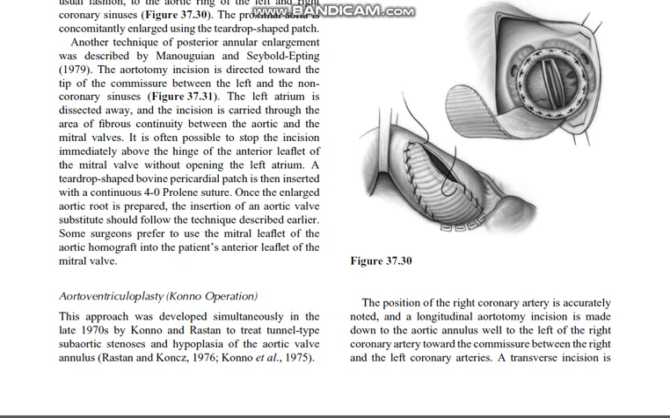Once the enlarged aortic root is prepared, the insertion of an aortic valve substitute should follow the technique described earlier. Some surgeons prefer to use the mitral valve of the aortic homograft into the patient's anterior leaflet of the mitral valve.